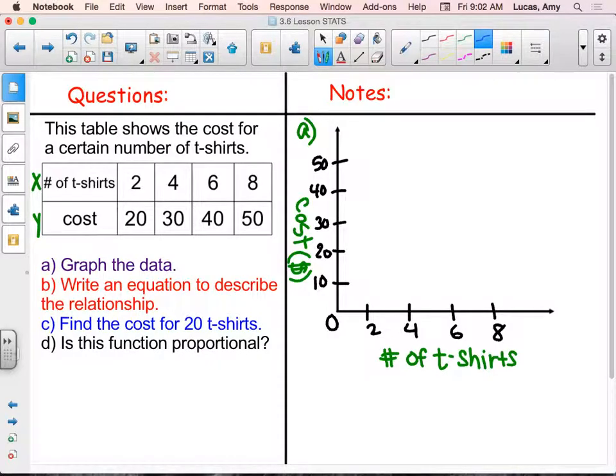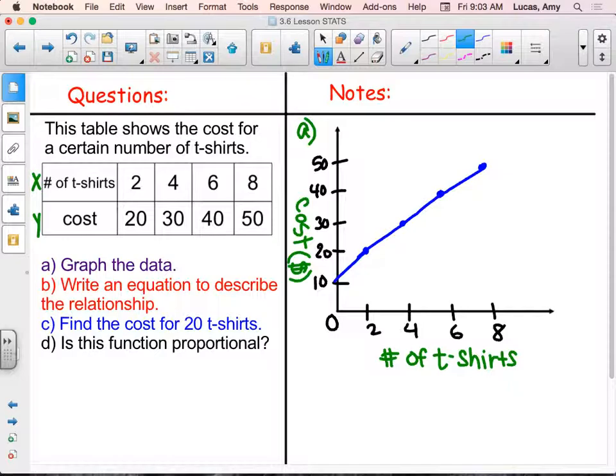Okay, so I can graph my data. 2 is 20, 4 is 30, 6 is 40, and 8 is 50. So if I connect these, it is not going to go through 0, 0.